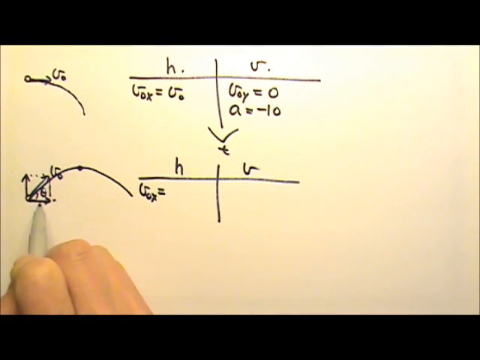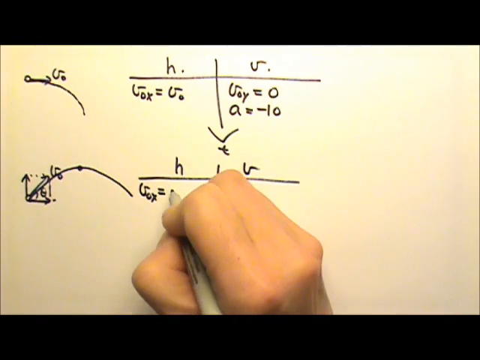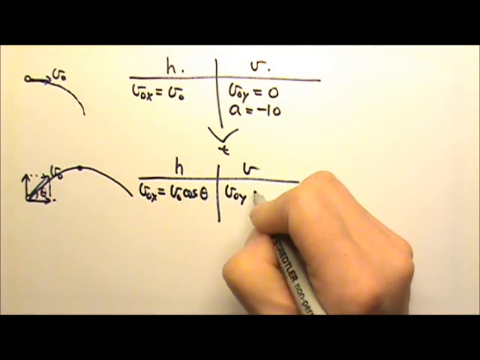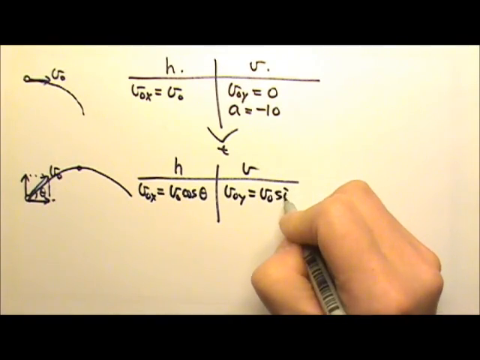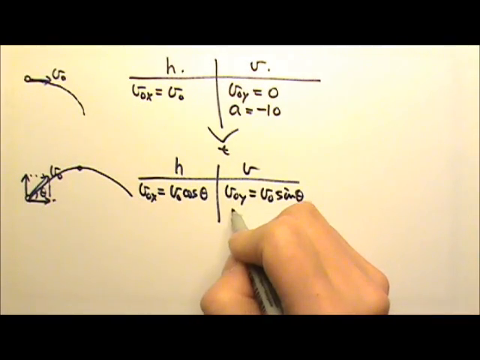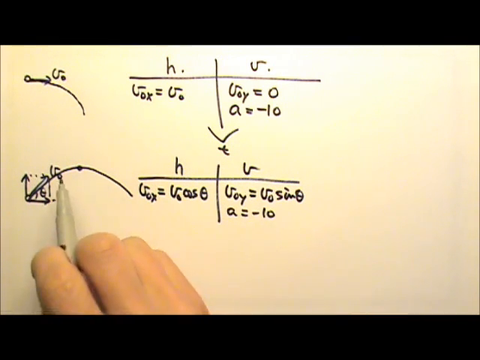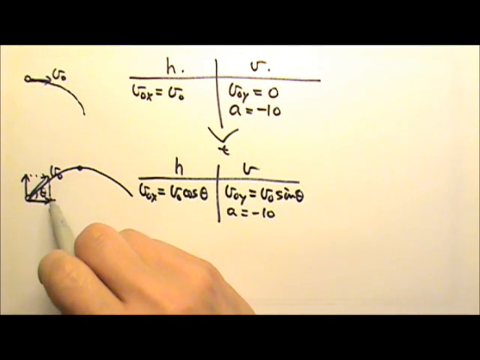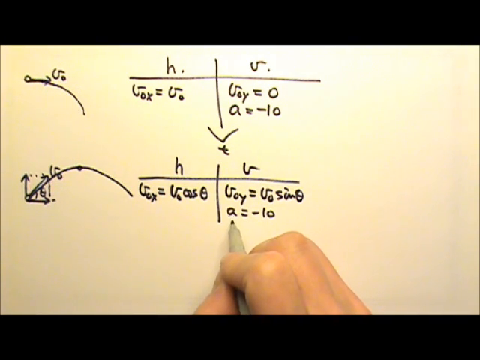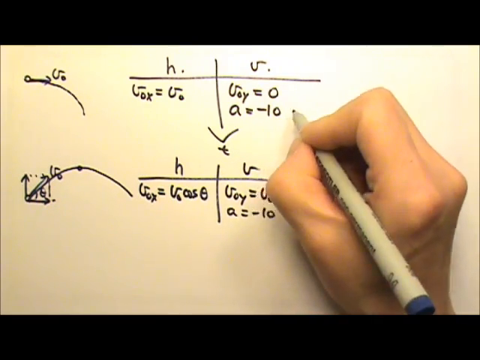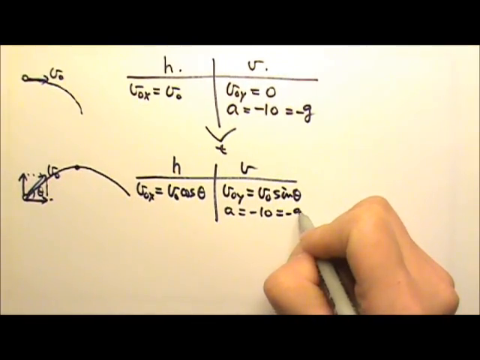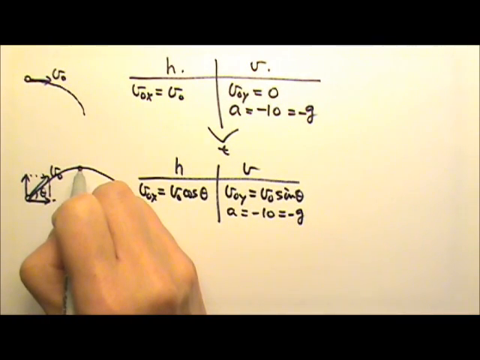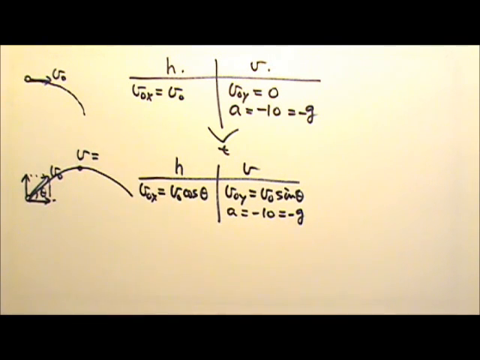The horizontal component is adjacent to the angle, so this is V0 times cosine theta. The vertical component, of course, is V0 times sine theta. And of course, the acceleration will be negative 10. If you have a problem that doesn't give numbers to work with, we would keep g as g, meaning the acceleration would be negative g instead of plugging in 10 for g. Okay, what is the velocity at the maximum height?